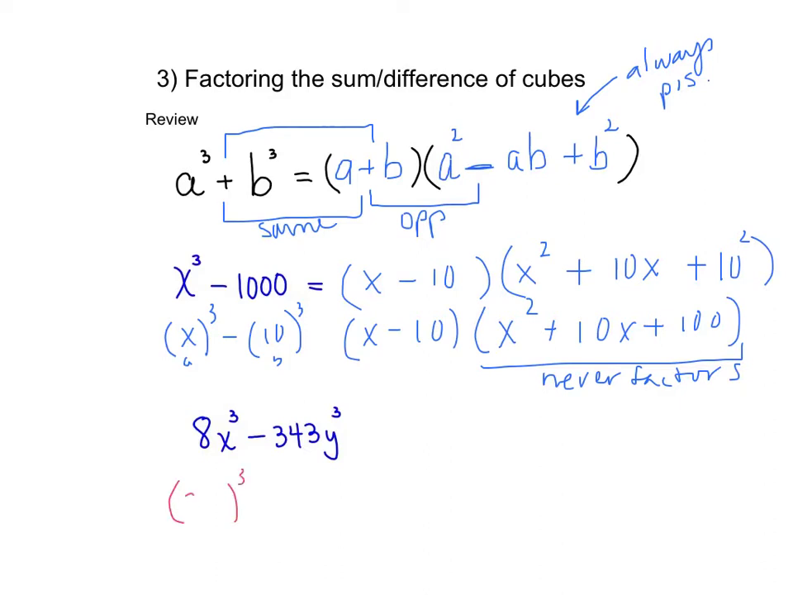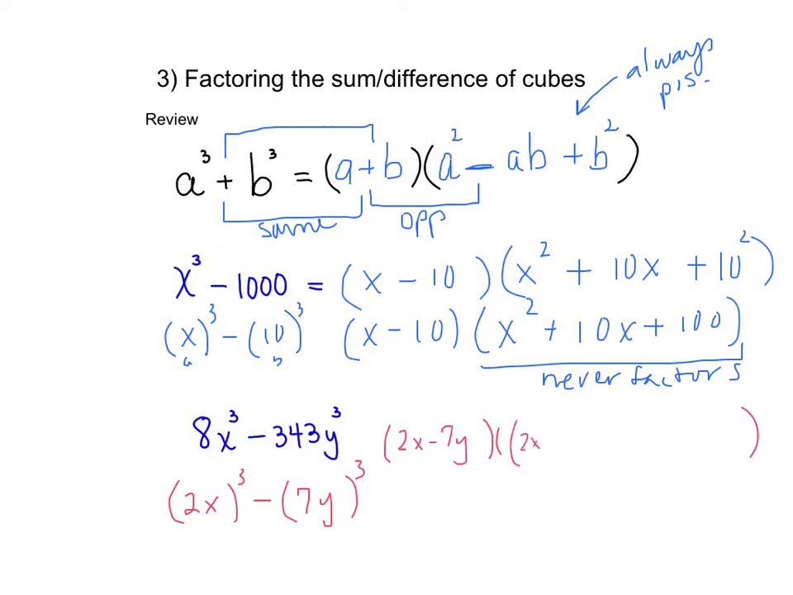To the third power, this would just be 2x. 8x to the third is 2x quantity cubed. And then 343, if I remember correctly, is 7y cubed. Going to check. Yes, that's correct. So to factor that, you would do this same scheme, and I would do 2x minus 7y.